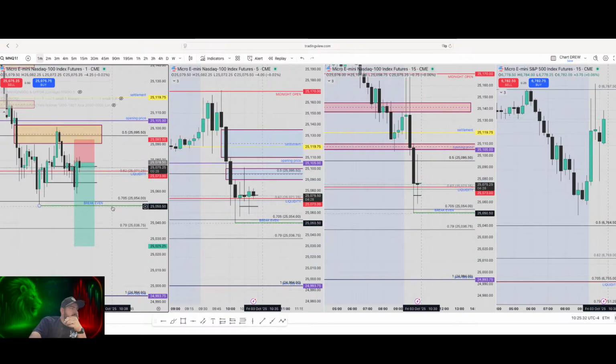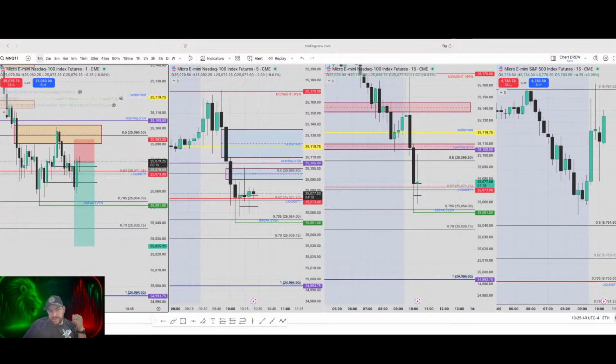Might take most of it off right here, actually. We'll see what happens. I just want to see a good dump right now. I don't like how it came back up like that. But it's alright.